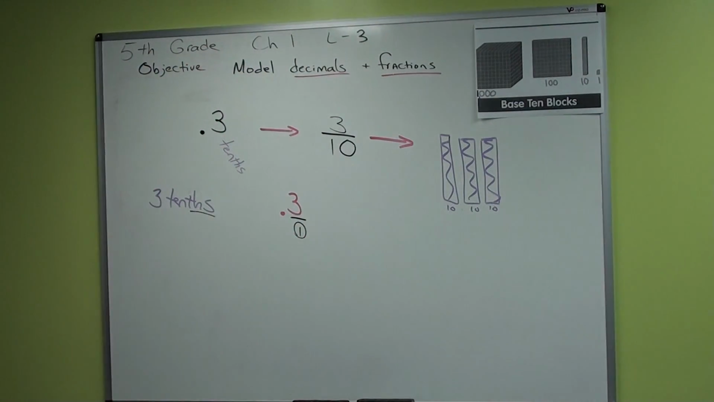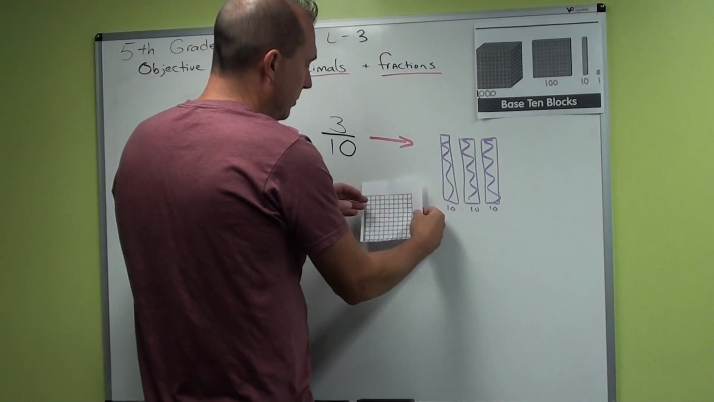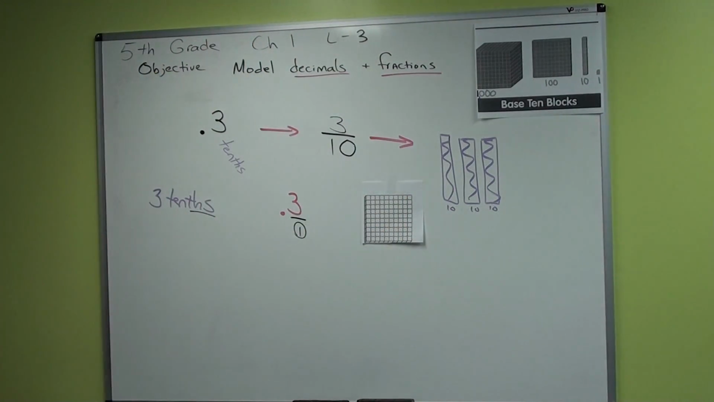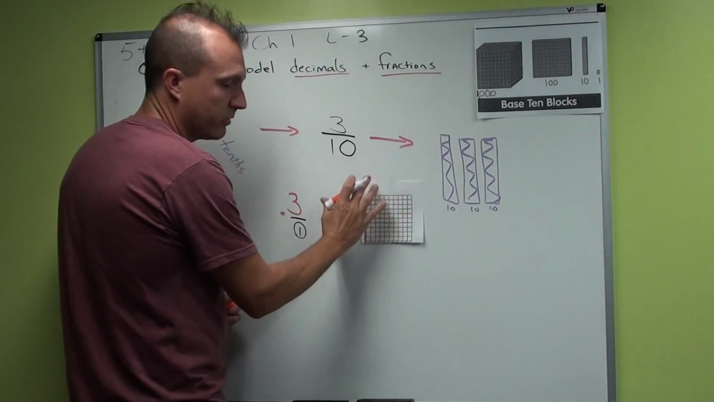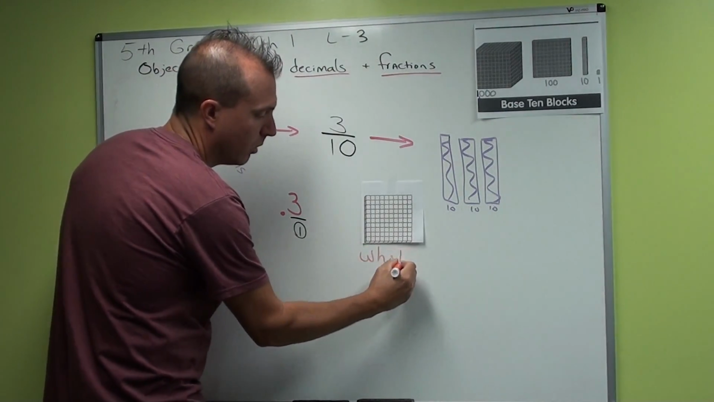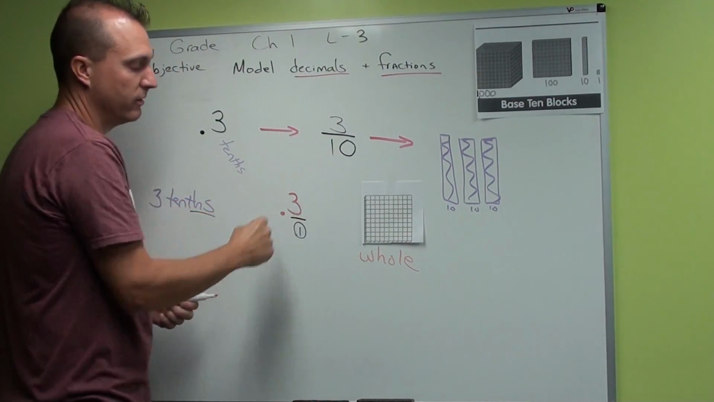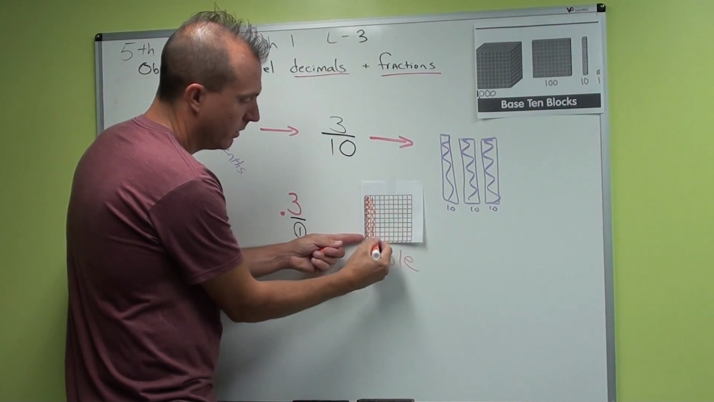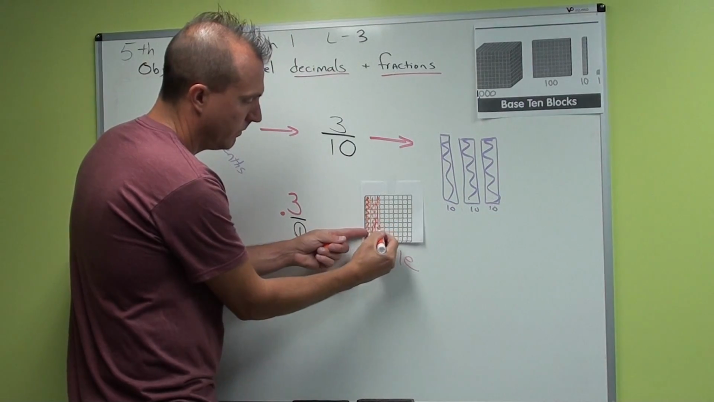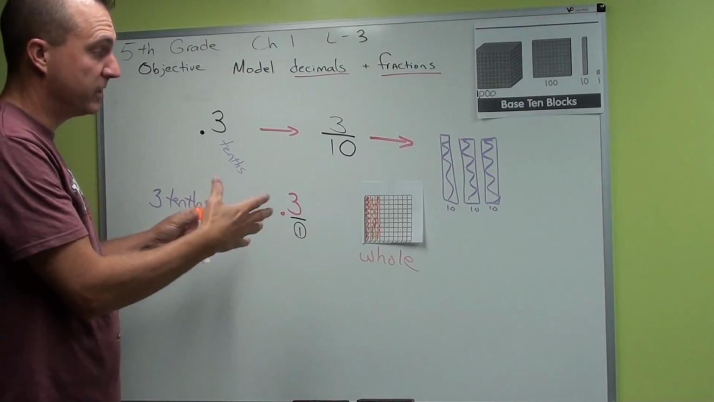And I have a little example for you. So, if this was one whole, this is one whole. And our problem is telling us we have 3/10 of it. That means we would fill in 1, 2, 3. And then you're all filled up. We have 3/10 of that.